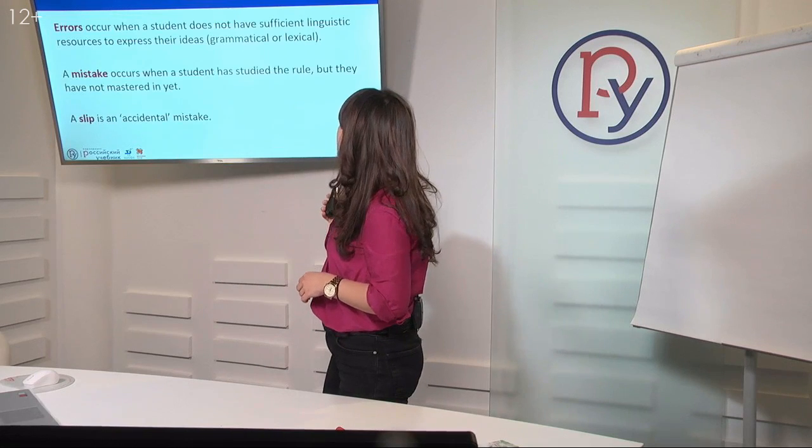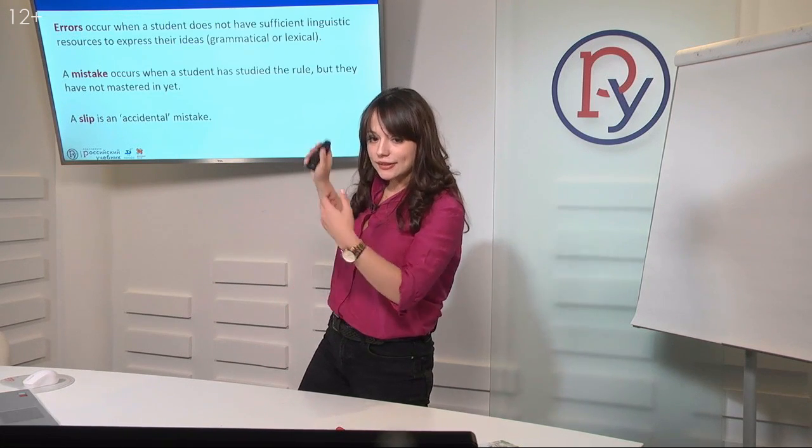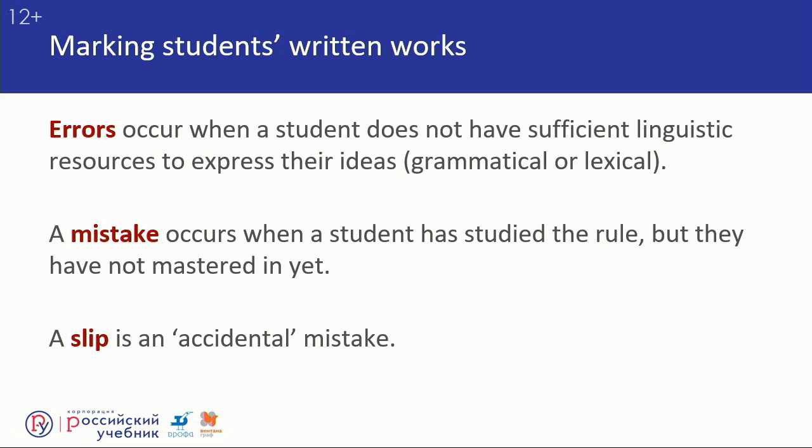Okay, now just a little reference for you. Again, errors occur when our students don't have sufficient knowledge. Mistakes occur when our learners just haven't mastered this or that rule yet, and slips are accidental mistakes. Now, if we talk about errors, do we always correct them? What do you think? Do we always correct them?